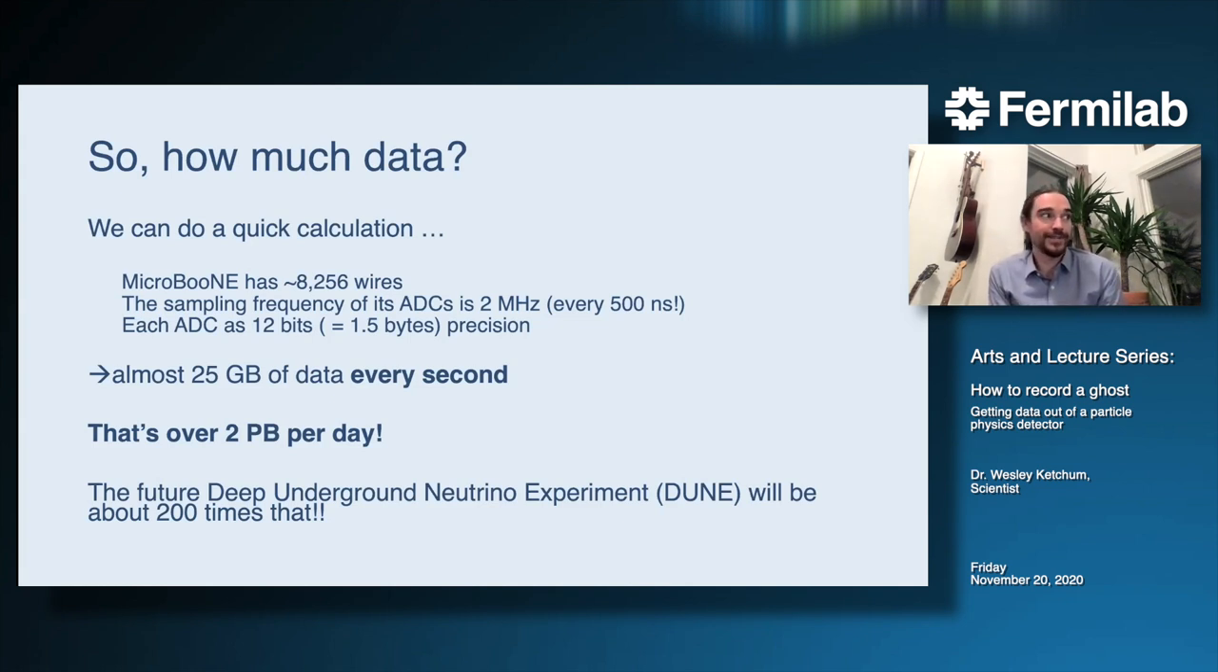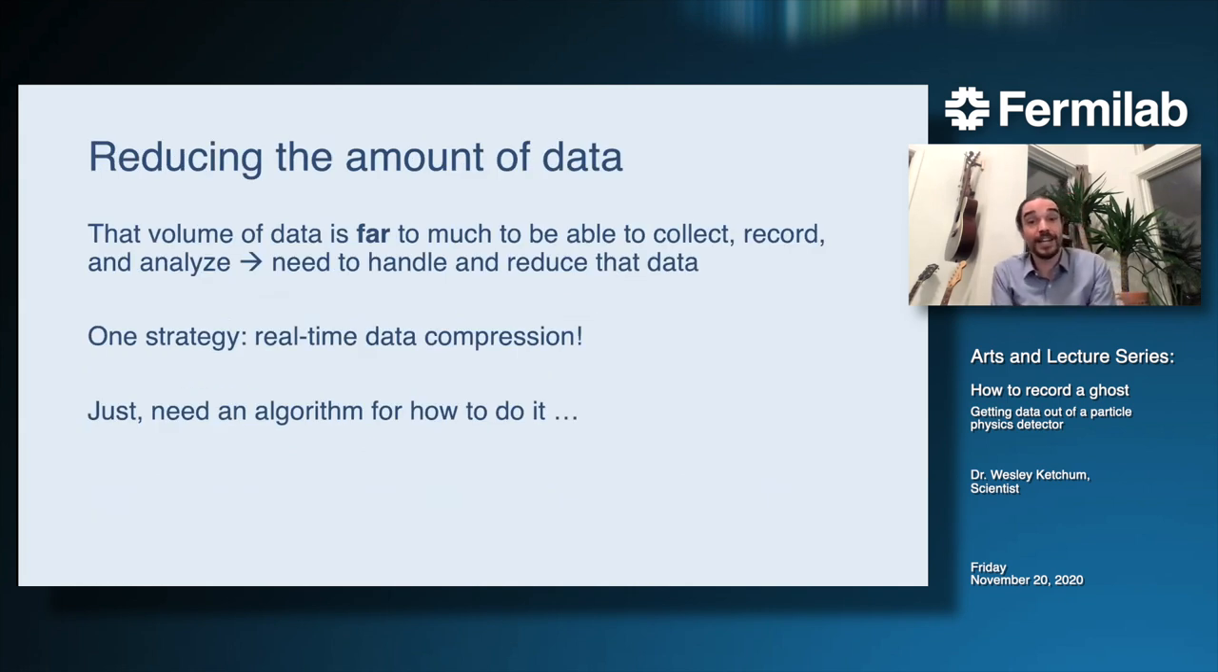I was trying to look up some comparisons for how much data that is, something somewhat comparable. And one of the ones I found is an estimate that all of Facebook per day produces 4 petabytes from everybody in the world. So one MicroBooNE produces about half of Facebook's worth of data per day, which is just astounding to me because it's a big detector, yeah, but it's the size of a school bus. It's just these 8,000 wires. The future Deep Underground Neutrino Experiment that I'll say a tiny bit about later is going to be about 200 times that. So this is a lot of data. And it's really important that we reduce that amount of data. That is far too much for us to be able to collect and record and analyze.